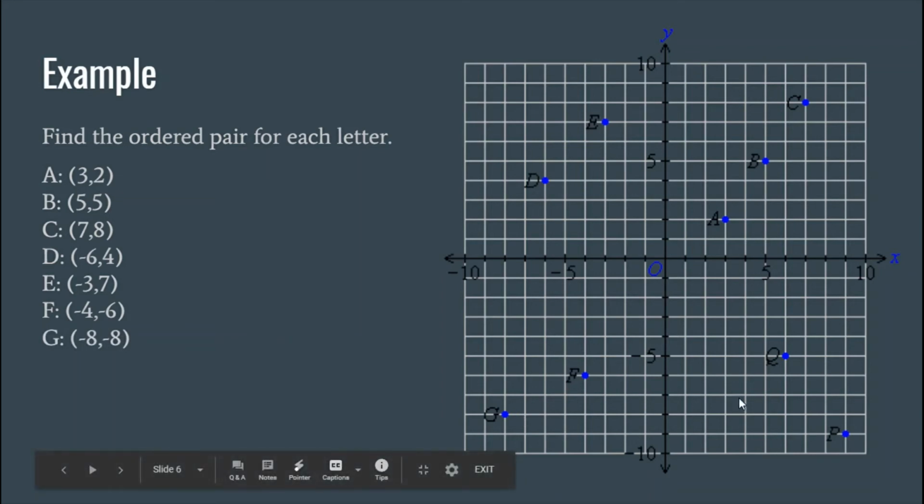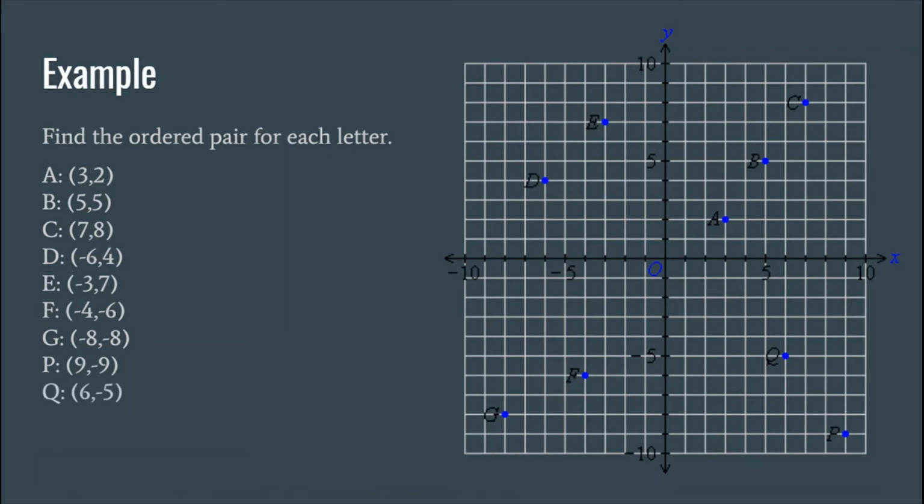Our next letter alphabetically would be P. That's at 9, negative 9. And Q, our last one here, 6, negative 5. This is also a good time for me to point out the quadrants, which I forgot to mention earlier. There are 4 quadrants, as you can tell, divided by the x and y axes. Quadrant 1 is up here in the upper right, and then it goes counterclockwise. So quadrant 2 is here, quadrant 3, and quadrant 4.